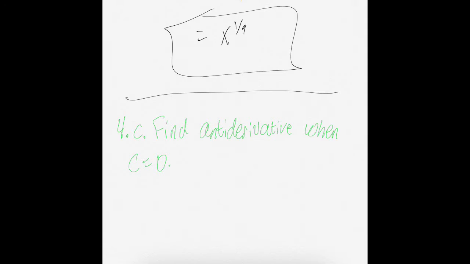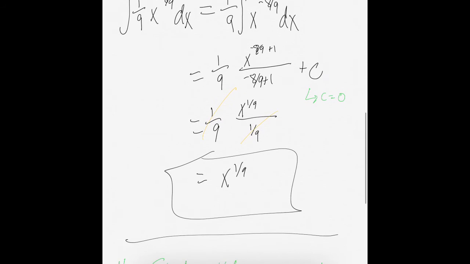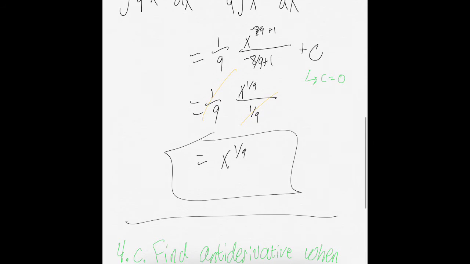So in this case, it is just x to the 1/9, but you will not always be told something like that in the instructions. So again, find the antiderivative when c equals 0. All right, so okay, we'll do it in this one. I should have mentioned, I'm going too fast for my own good.